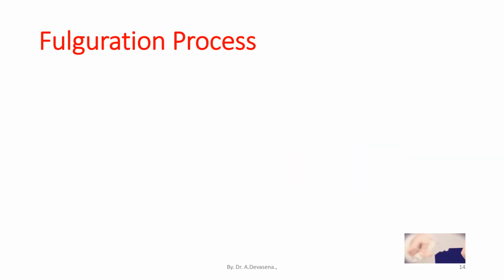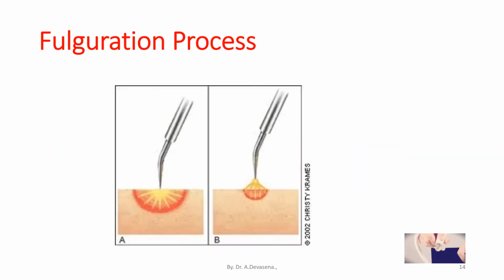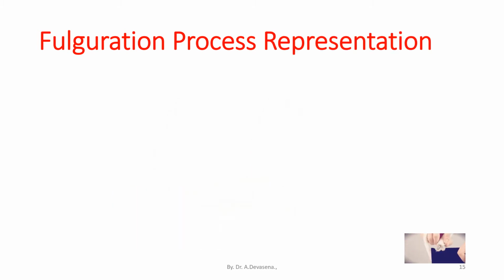Fulguration process is represented here. Here is a representation. In figure A, the electrode is applied near the tissue, and in figure B, heat is applied to the tissue. Here, there is no contact between the tissue as well as the electrode. This is indicated in the diagram. Fulguration process representation is shown below.